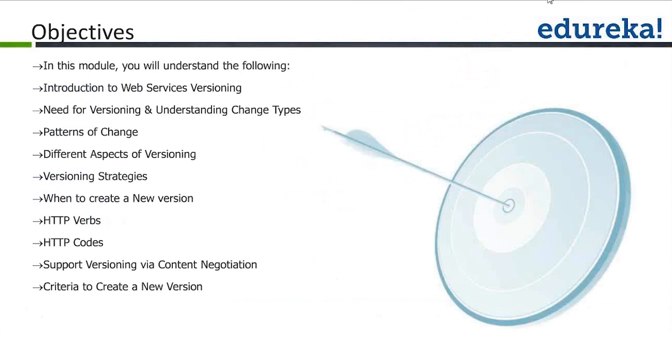So we'll just start with a high-level introduction of web services versioning. Then after the introduction, we'll try to understand what is the need of versioning and what actually makes the versioning happen. Versioning comes when there is some change which happens in the existing services, right? So we'll try to understand what is the need of versioning.